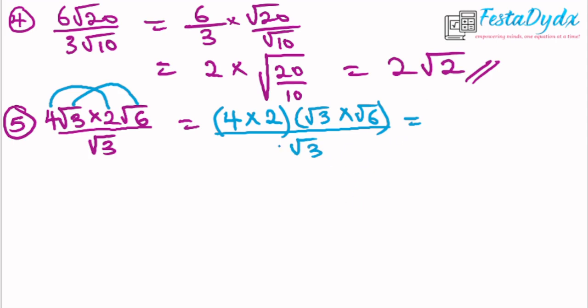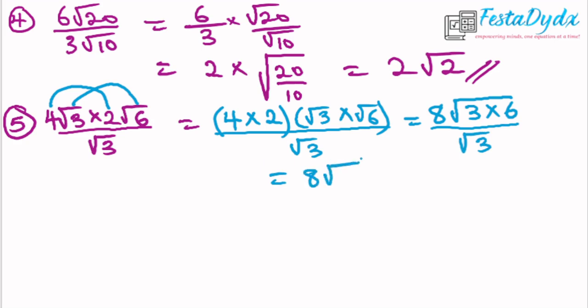So multiplying what we have at the numerator, we have 4 times 2, which will give us 8. Then for the surd, we have to bring it together. Just like we are doing with the division, we are also going to apply that to the multiplication. So now 3 times 6, we bring it under the same square root, 3 times 6, all over our denominator, which is √3. So now this is going to give us 8 root, 3 times 6 gives us 18, all over √3.